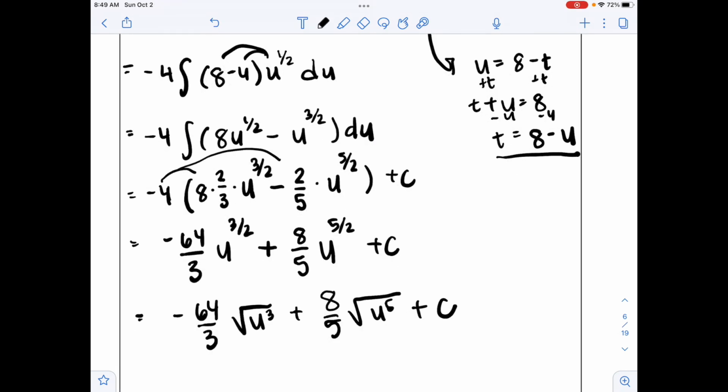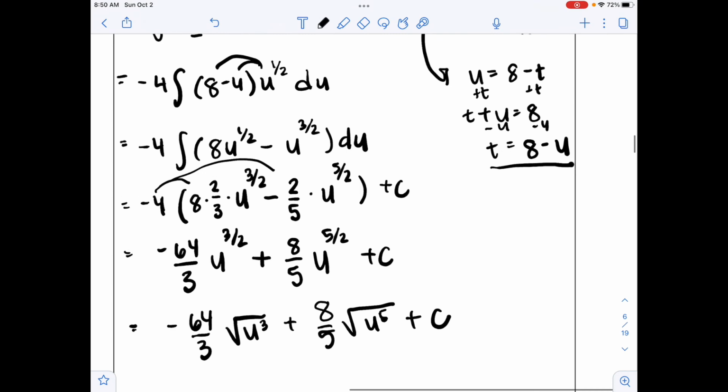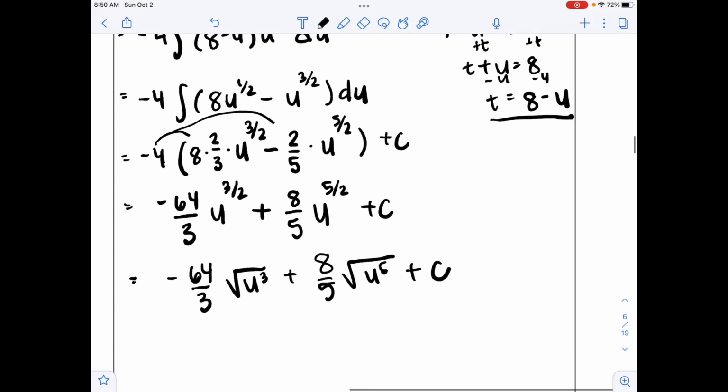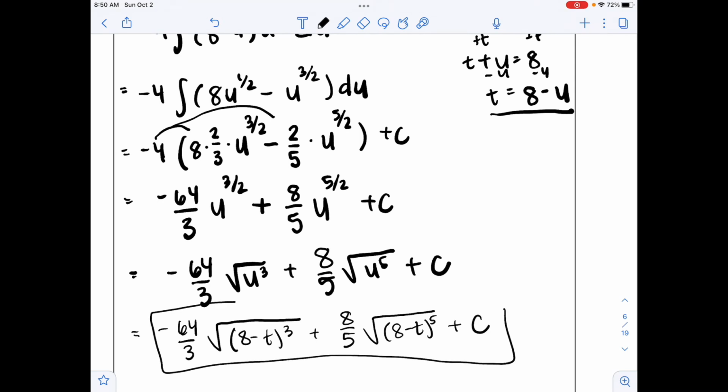From here, we need to back substitute in what u is equal to. Up above, u is equal to 8 minus t. So every time I see a u, I'm going to put 8 minus t. So we have negative 64 over 3, the square root of 8 minus t to the 3rd, plus 8 over 5, the square root of 8 minus t to the 5th, plus c. And this would be our final answer.